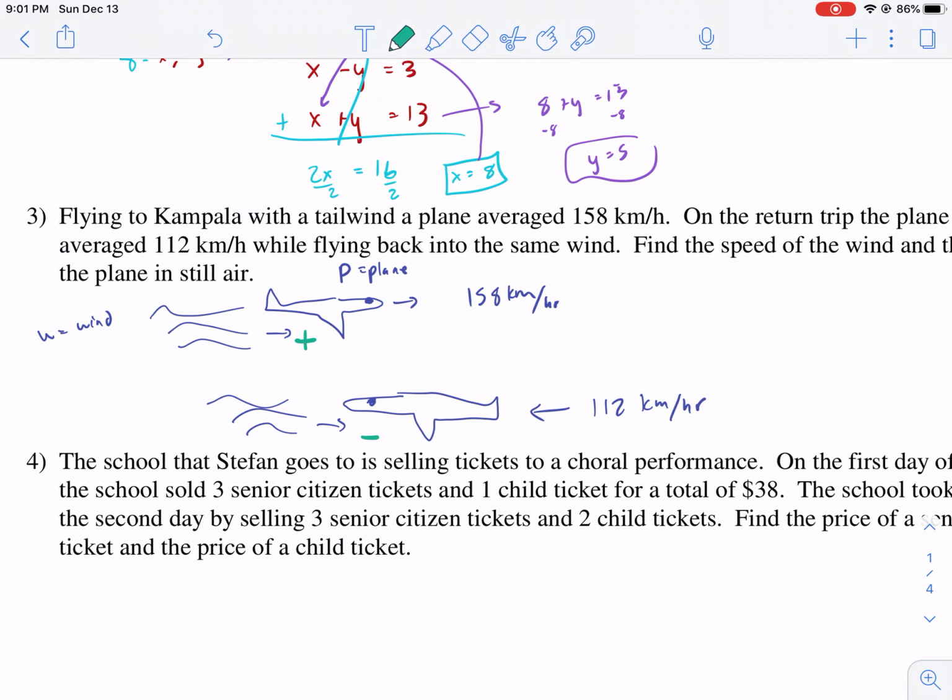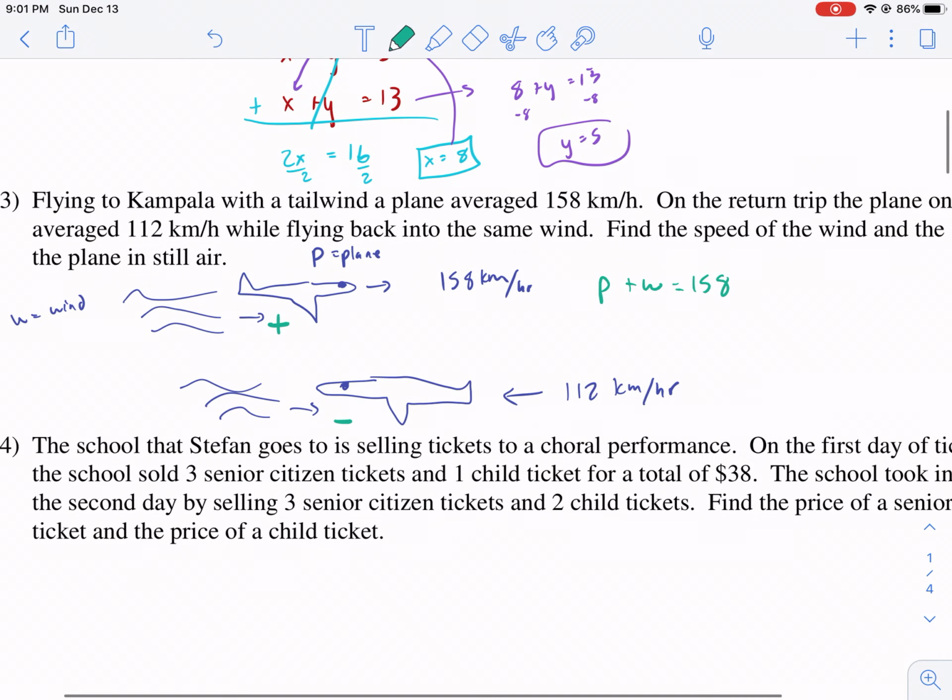So now we have our two equations. It's going to be P plus the wind, it's helping us, equals 158. And then we have P, the speed of the plane, minus the wind equals 112. We do the P minus W and not W minus P because W minus P would mean the wind is going way faster than our plane, and hopefully that's not the case. That would be very, very dangerous.